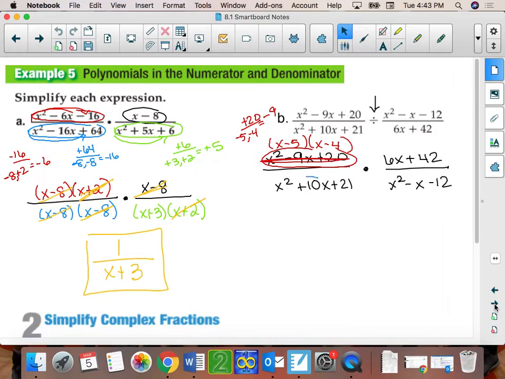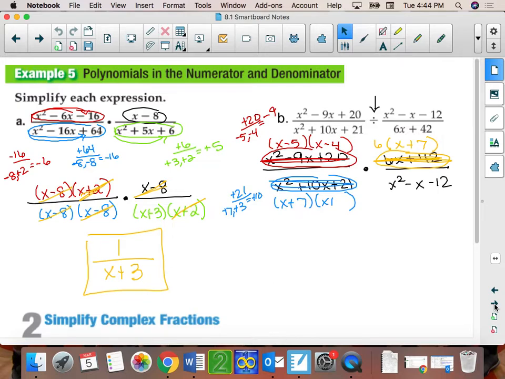On the bottom here, I'm looking for factors of positive 21 that add to positive 10. That's a positive 7 and a positive 3. So in factored form, that's x plus 7 and x plus 3. And then I'm going to go over here to this binomial that does have a GCF of 6. So I'm going to pull out a 6, which would leave me with x plus 7. And then I'm going to mark that out.